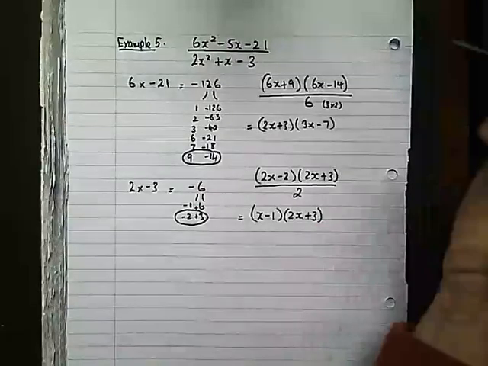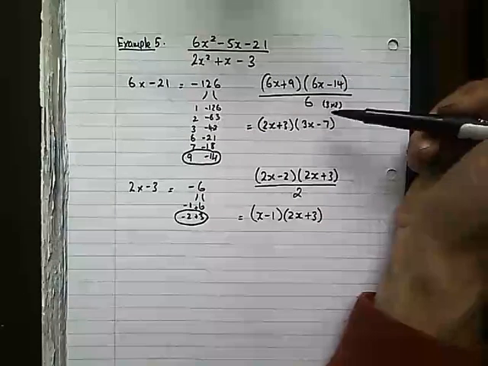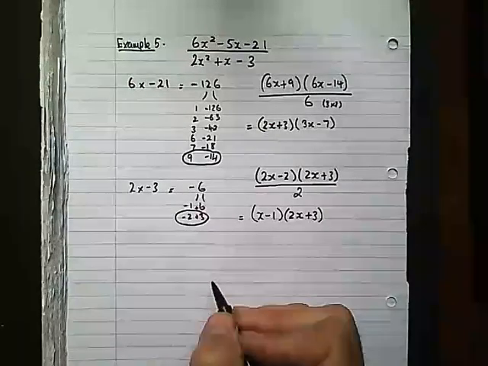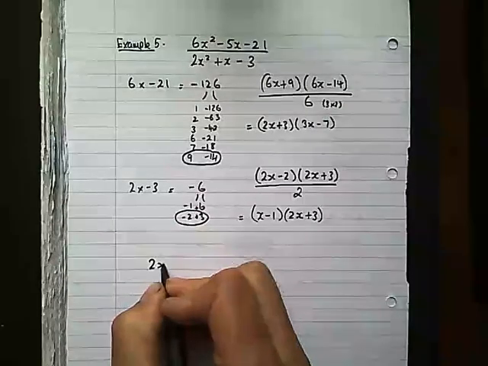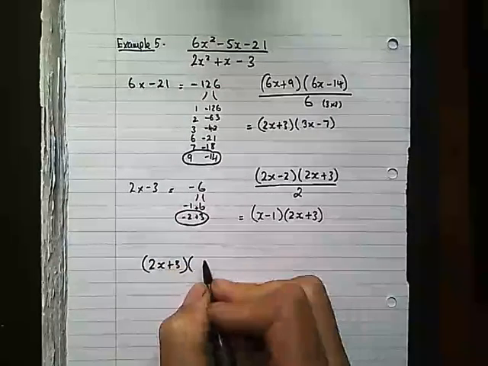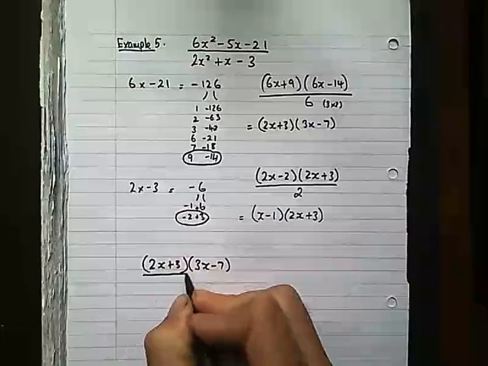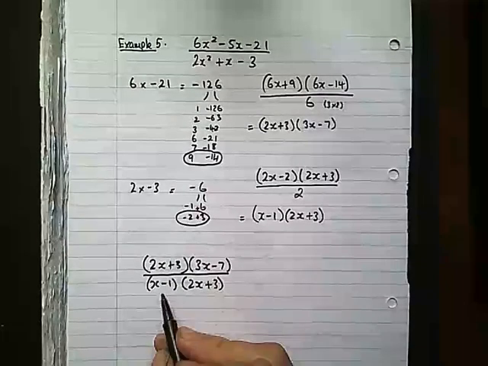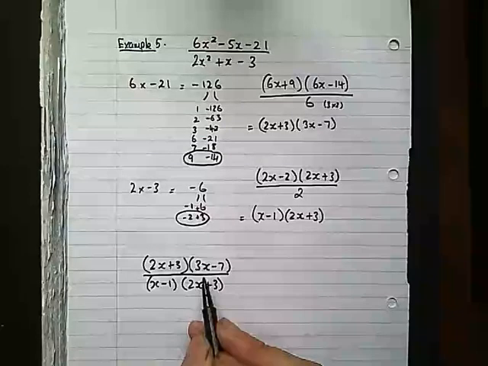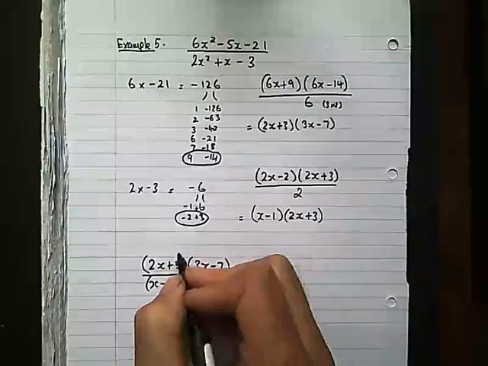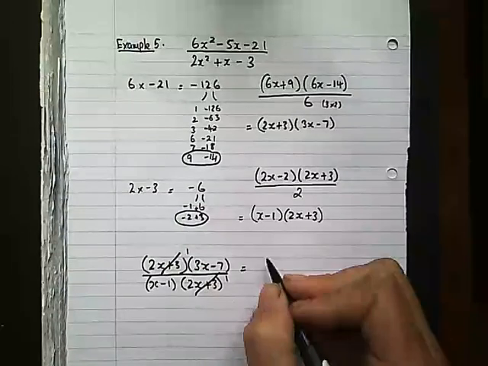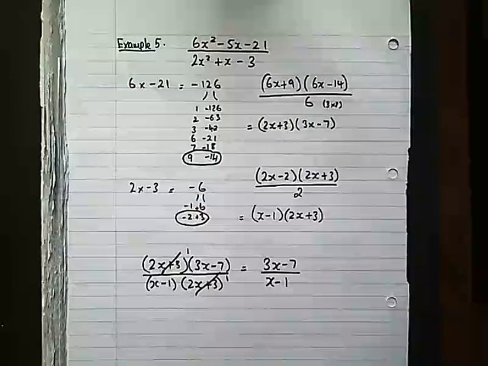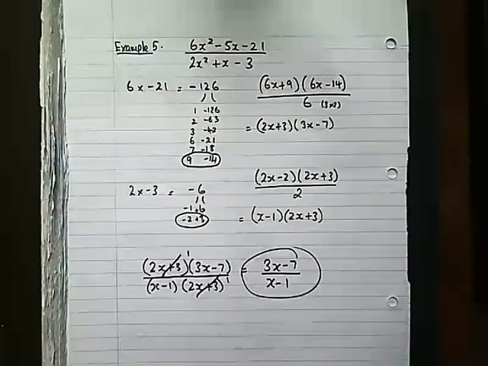So that's me factorising the numerator and the denominator, and I've got two different sets of brackets now that I can rewrite it as. So what we've got is 2x plus 3, 3x minus 7, divided through by x minus 1, 2x plus 3. And because these are being multiplied, we can now cancel out a common bracket. And we're left with 3x minus 7 divided through by x minus 1. And that is you simplifying that algebraic fraction.